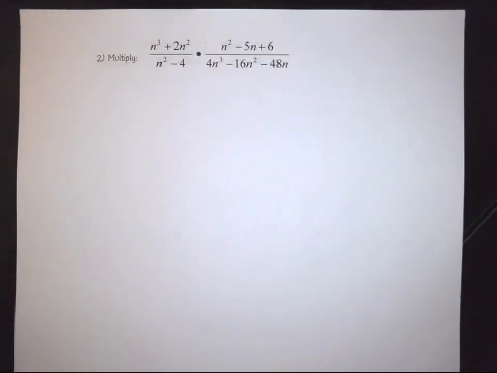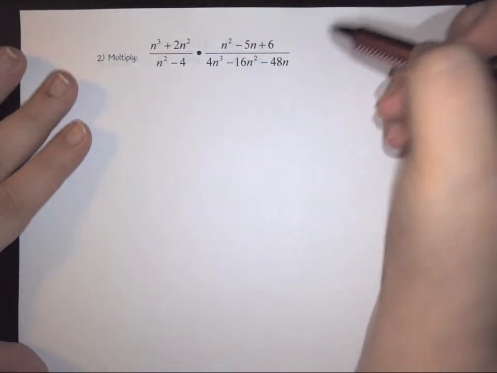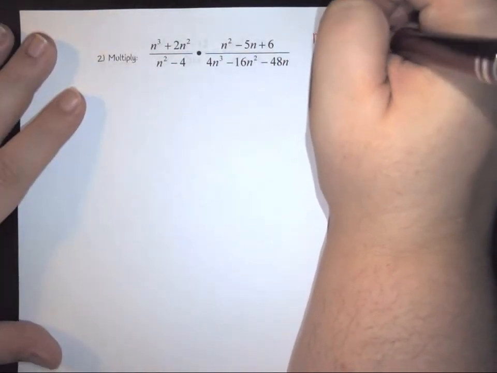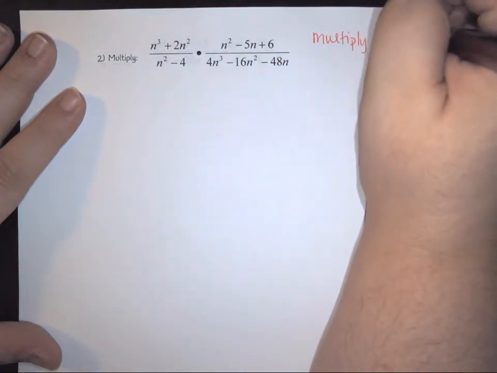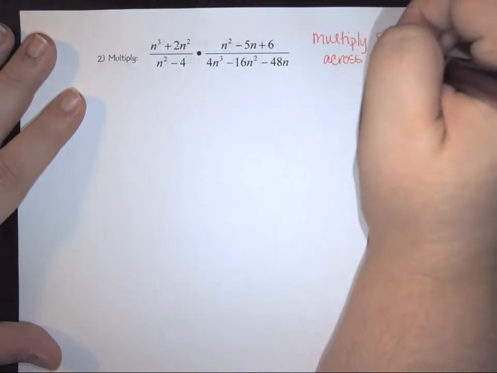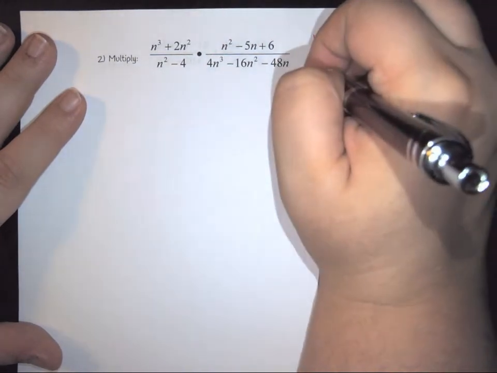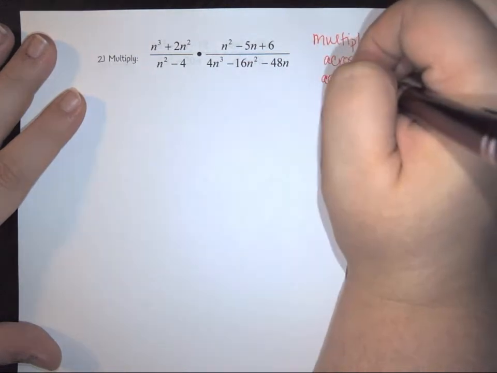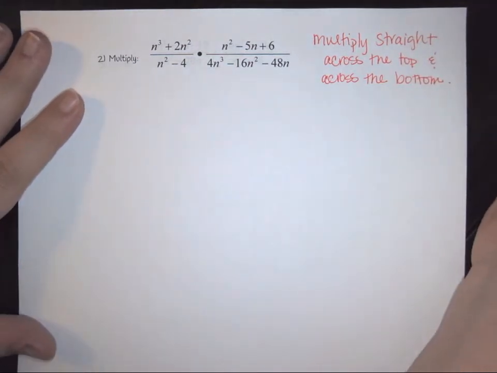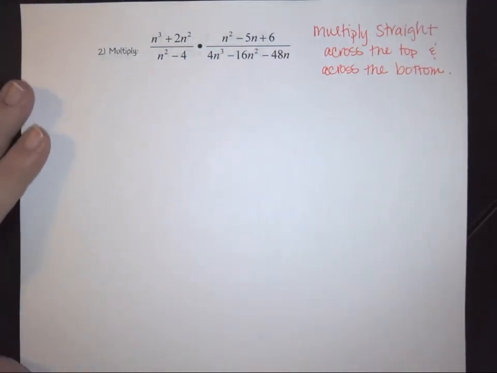Multiplying is the exact same thing as simplifying. The only difference is once you simplify as far as you can go, then you have to do your multiplication step. So remember, when we're talking about multiplying with fractions, you multiply straight across the top and across the bottom. Okay? But in order to get there, first you have to simplify.